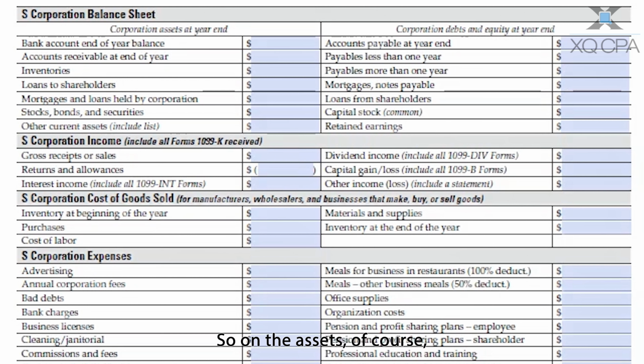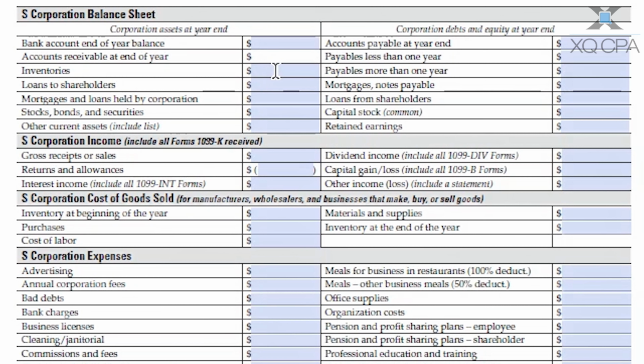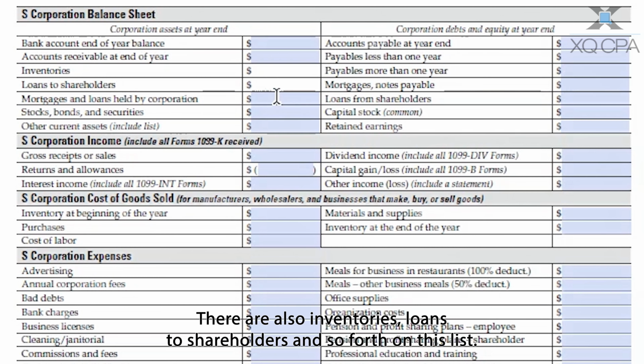So on the assets, of course, as you go down this list, everyone does have a bank account balance, so you want to make sure to disclose that. Anyone who is actually on the accrual basis will have accounts receivable at the end of the year. There are also inventories, loans to shareholders, and so forth on this list.